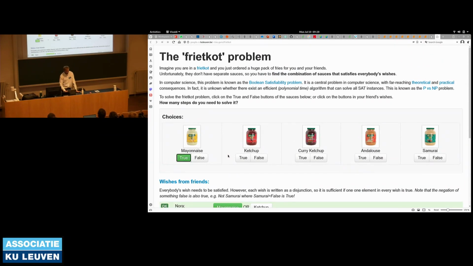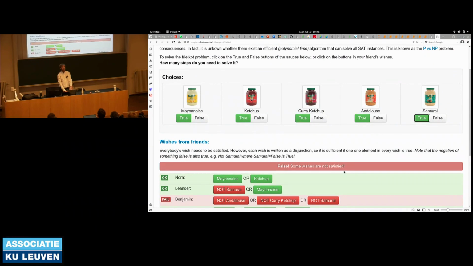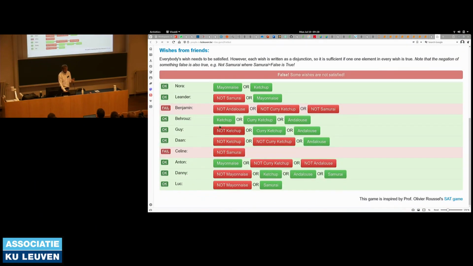Okay, so let's try to just combine all of the sauces. Let's just see if we can put everything on top. And then it seems we cannot add all of the sauces on the fries because, for example, Benjamin said that you can't have Andalous or curry ketchup and samurai.